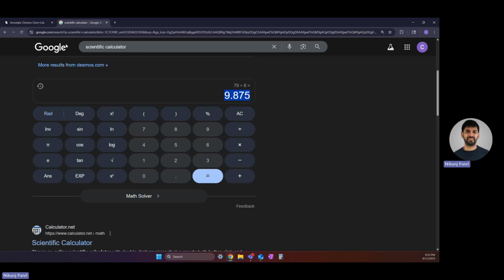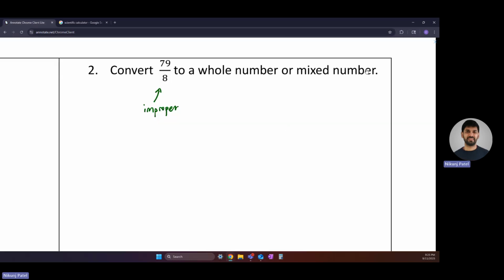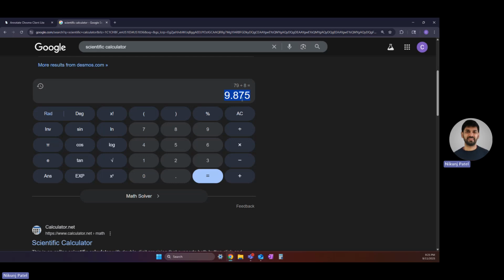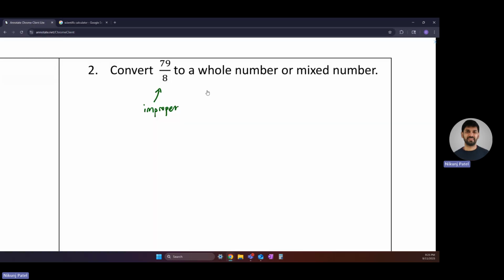So this is a situation where we'll probably need to turn it into a mixed number because our answer didn't result in just a whole number with no decimals. It resulted in this decimal value, 9.875. So now we need to think about, okay, it's not going to be a whole number. Sometimes it might be, but this one wasn't. So that's going to be a mixed number. Remember that a mixed number is a whole number with a fraction. So it's going to take on this 8 as the denominator of the fraction, but it's going to have a whole number in front of it.